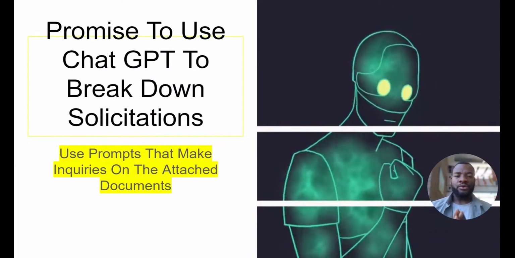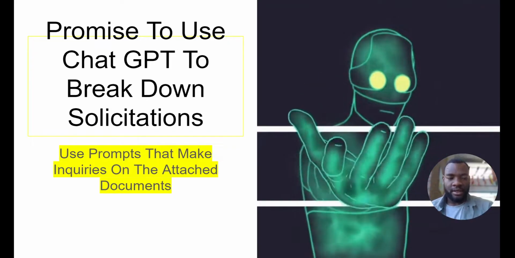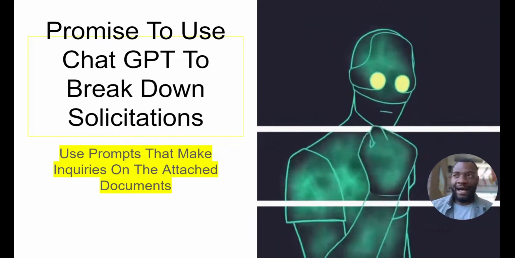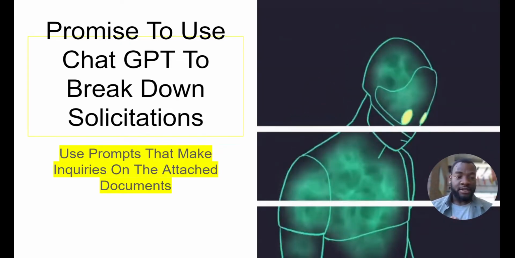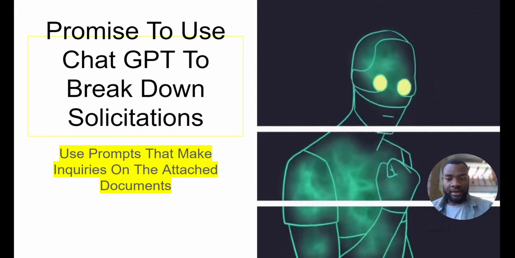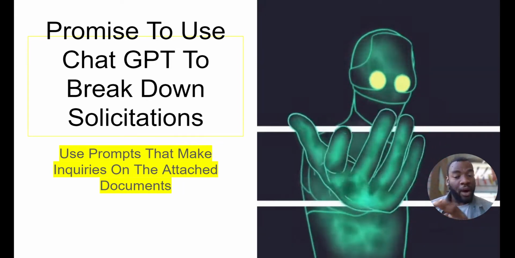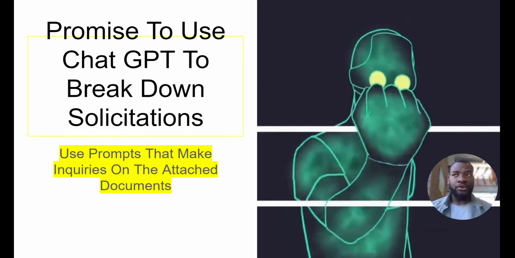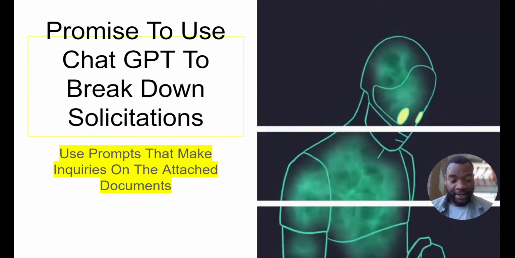And you're also going to have to promise to use ChatGPT to break down the solicitations. You're not going to sit down for 5 hours, 6 hours, 7 hours trying to weave through each line of these compliance jargons. Instead, you're going to use prompts that make inquiries on the attached document, giving you what you need to move forward expeditiously, quickly.